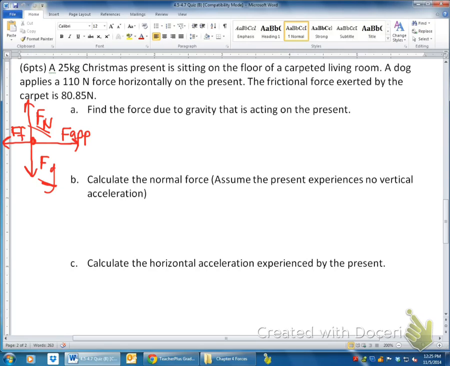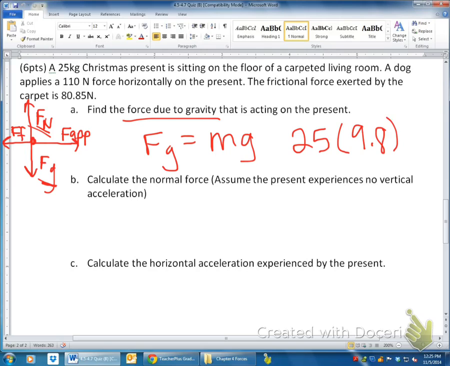So, part A, what's it asking for here? Force due to gravity, which is F sub G. We know F sub G equals what? Mass times gravity. That's all that question is asking for. Okay, so the mass is 25. Gravity is 9.8. We know it's what? 245. And what units? Newtons. And we might also put a little down arrow because we know that gravity's pulling it down.